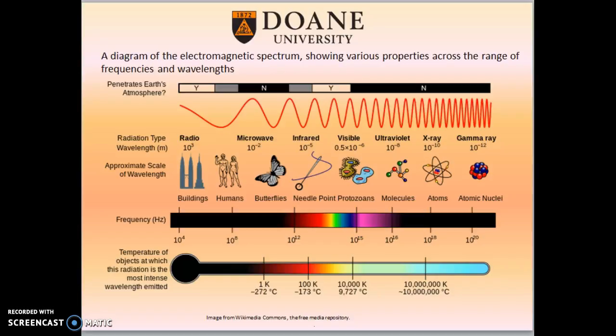Here you can see a diagram of the electromagnetic spectrum showing the various properties across the range of frequency and wavelength. As you can see, going from left to right, radio waves are lower in energy than gamma rays. And this has a direct implication on temperature as well as on frequency. The smaller the wavelengths, the higher the frequency, vice versa.